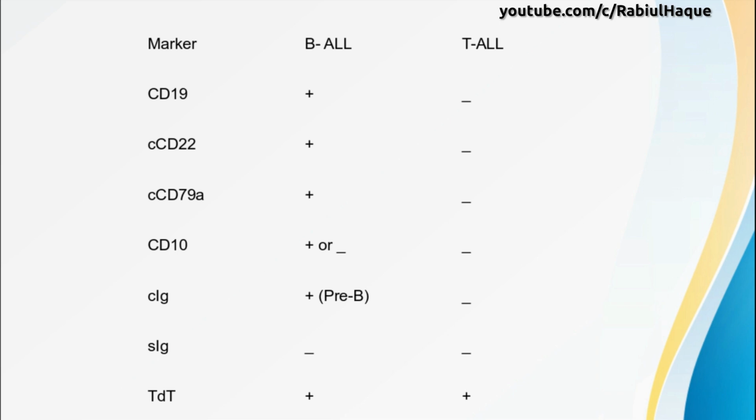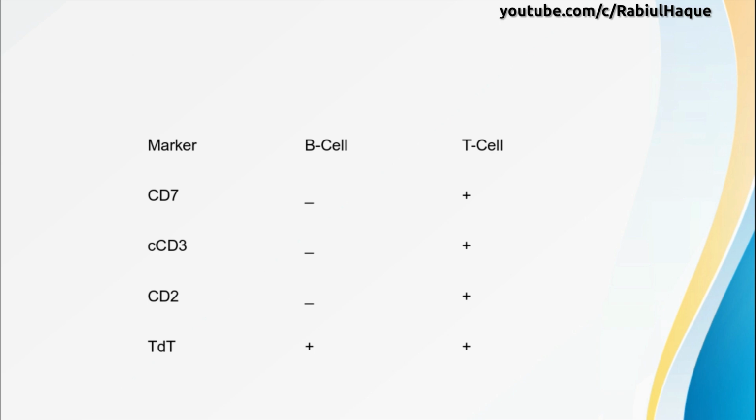Cytoplasmic immunoglobulin is positive particularly in the precursor B cell acute lymphoblastic leukemia, and we can also see that TdT, which stands for terminal deoxynucleotidyl transferase, is positive in both B cell acute lymphoblastic leukemia as well as in T cell acute lymphoblastic leukemia. And this slide is showing the immunomarkers that are mainly positive in T cell acute lymphoblastic leukemia, and they will include CD7, cytoplasmic CD3, CD2, etc.